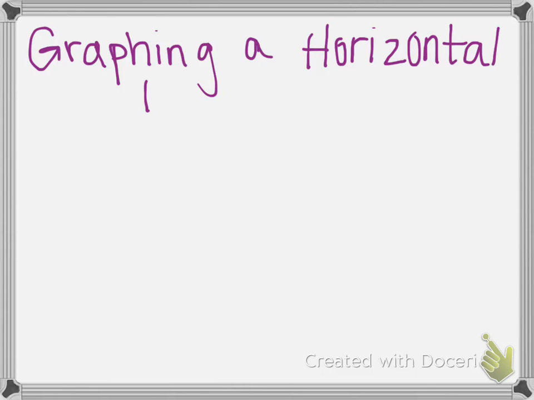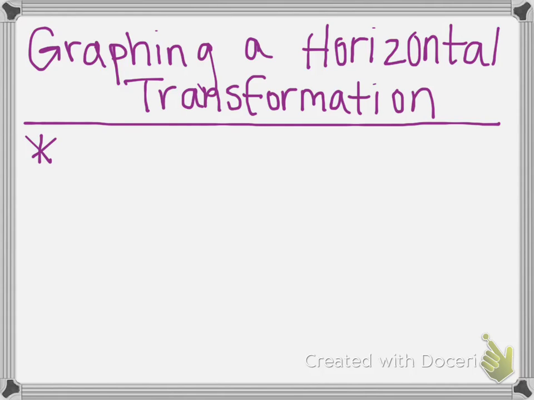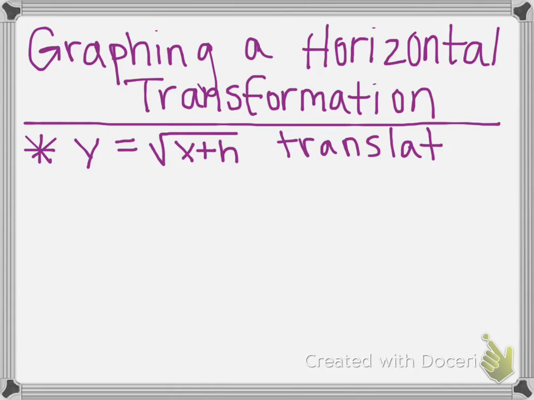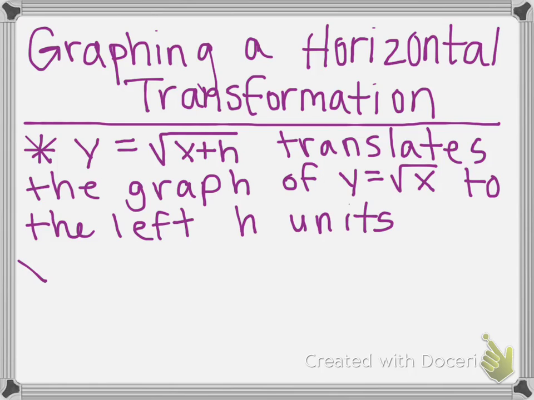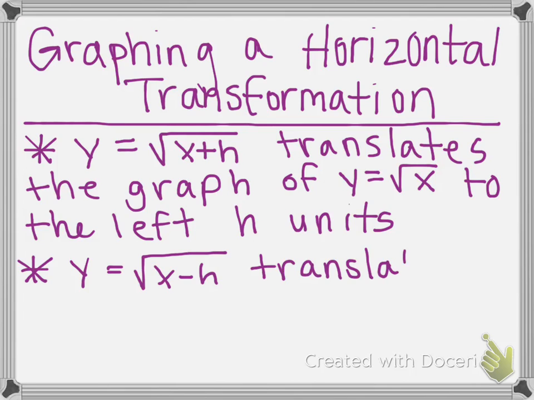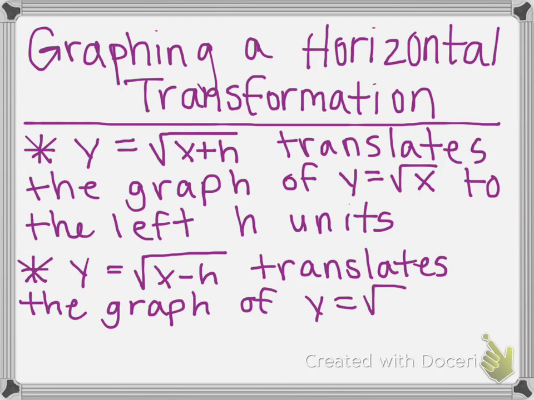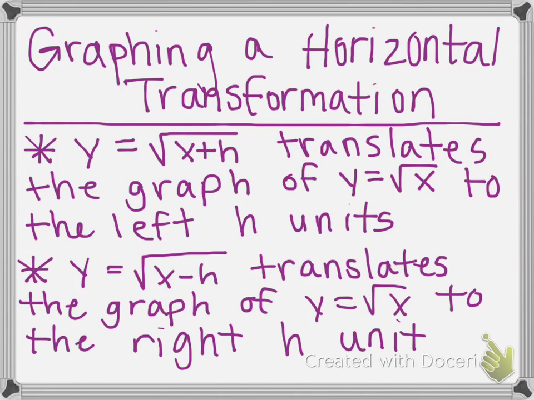Okay, another shortcut that we're going to look at is graphing a horizontal transformation. With a horizontal transformation, our transformation is going to be under our radicand. So we will have y equals the square root of x plus h, all under the radical, and that's going to translate the graph of y equals the square root of x to the left, h units. So this is where it gets a little tricky because it says x plus h, so you might assume you're going to move to the right, but really when it's x plus h, you're going to move to the left h units. And vice versa, when you have y equals the square root of x minus h, it's going to translate the graph to the right h units, where you might think that it's going to move it to the left, but it really moves it to the right.